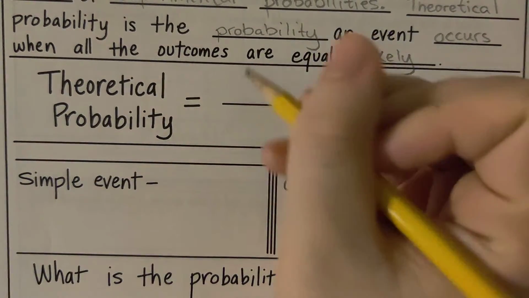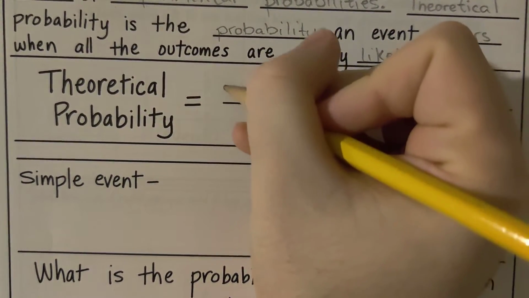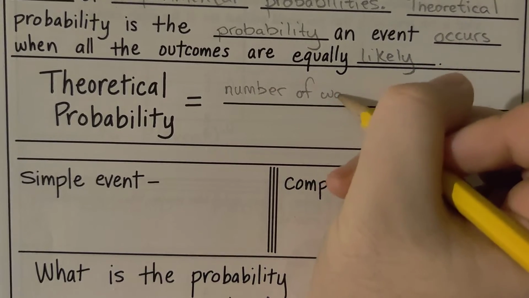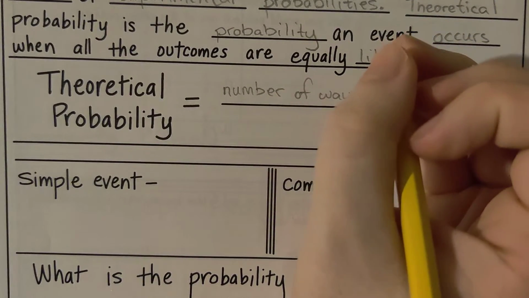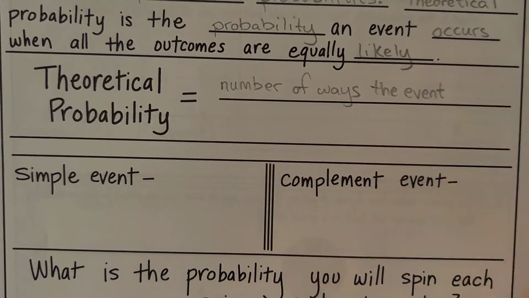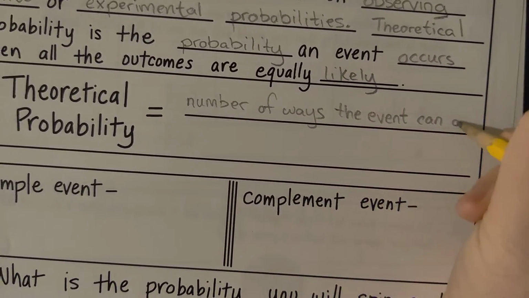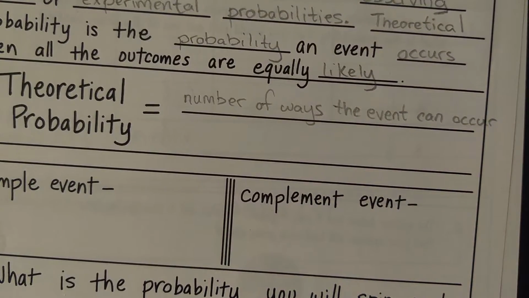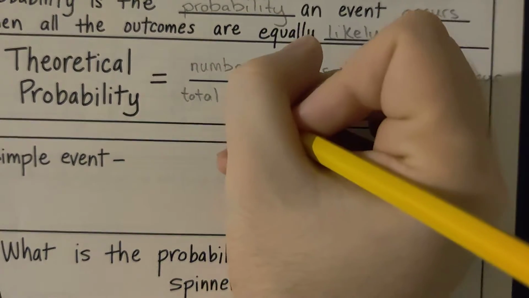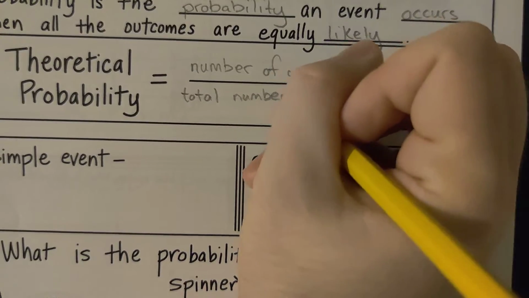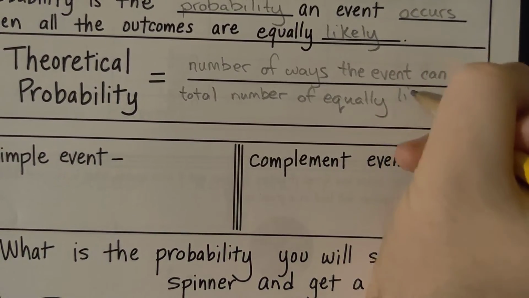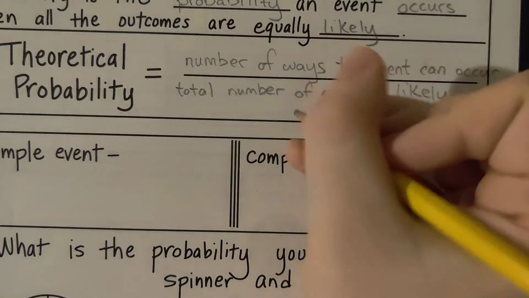So theoretical probability is written as a fraction, where we have the number of ways the event can occur, divided by the total number of equally likely outcomes.